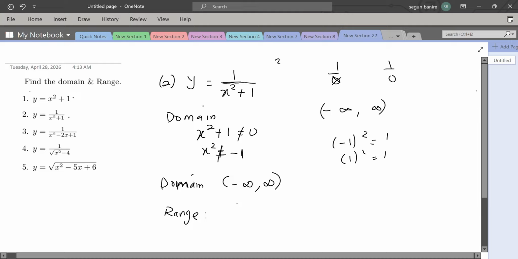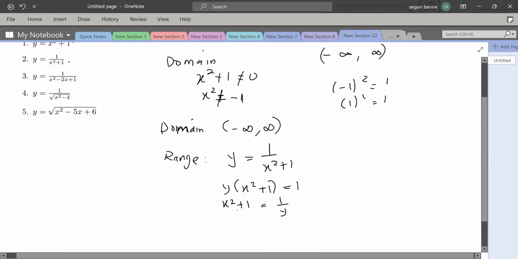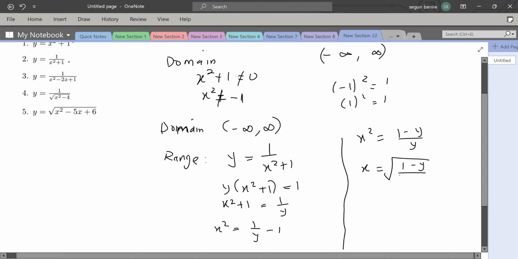We have y equals 1 over s squared plus 1. If you cross multiply, you have y times s squared plus 1 equals 1. Now you have s squared plus 1 is equal to 1 over y. What else? We also have s squared is equal to 1 over y minus 1. Let me work here. So s squared is equal to 1 minus y over y, using the LCM. So s will now be the square root of 1 minus y over y.